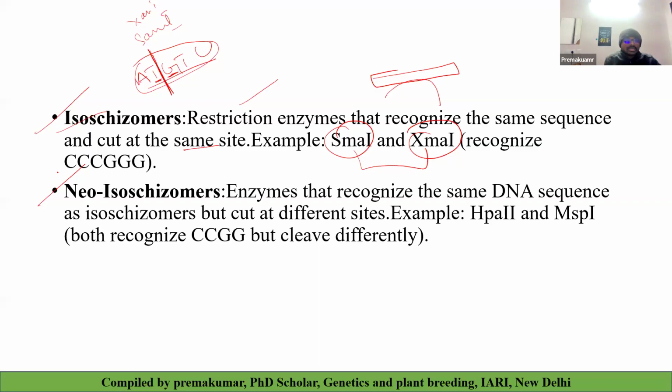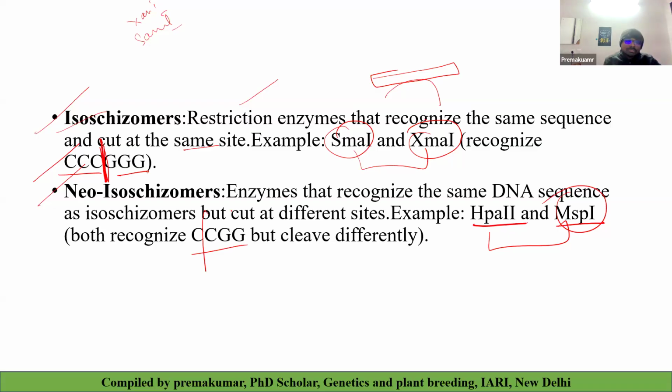Here, CCCGGG is the recognition site. For example, it is cut between C and G. It means both enzymes have the same recognition site and cut between the same bases. But there is another thing. For example, HapII and MspI have the same recognition sites but cleave at different sites. For example, HapII cuts between C and C, and MspI cuts between G and G. This is the difference.